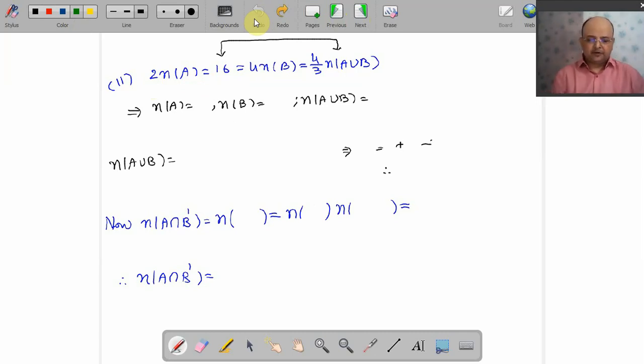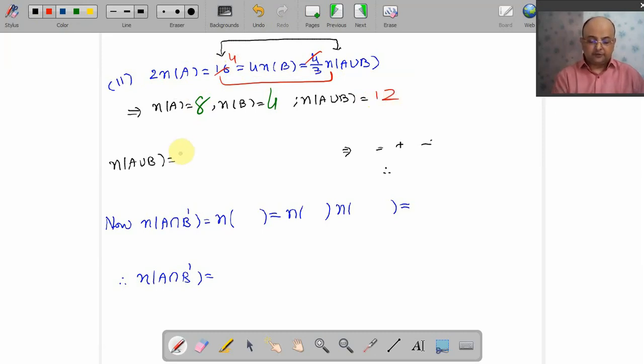Ready? Compare this: 2 times n of A is 16, that means n of A equals 8. 4 times n of B is 16, that means n of B is 4. And now I compare these two. 4 fours are 16 and I take these 3 here, so n of A union B is 12. Hope you understand.